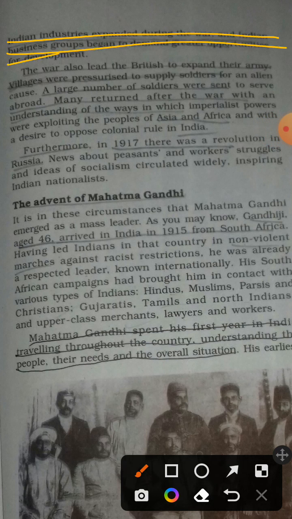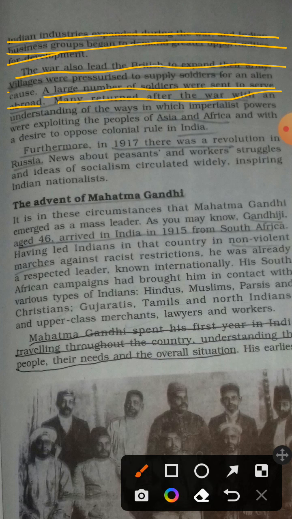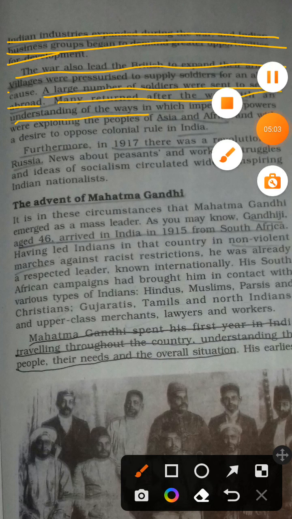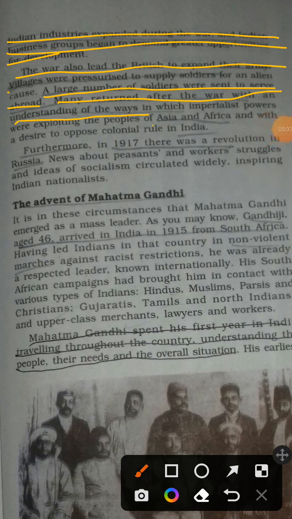The war also led the British to expand their army. A large number of soldiers were sent to serve abroad. Many returned after the war with an understanding of the ways in which imperialist powers were exploiting the people of Asia and Africa, and with a desire to oppose colonial rule in India.